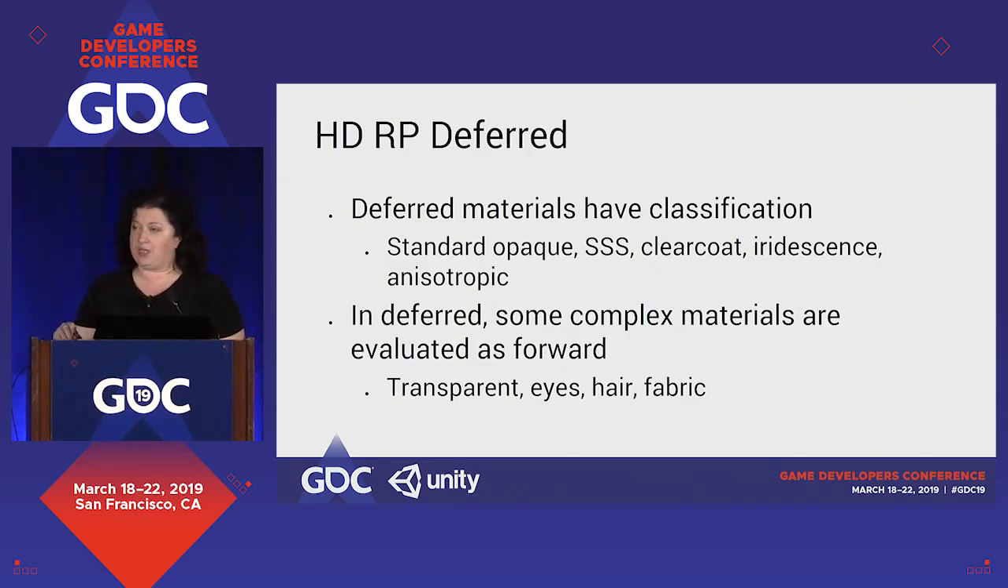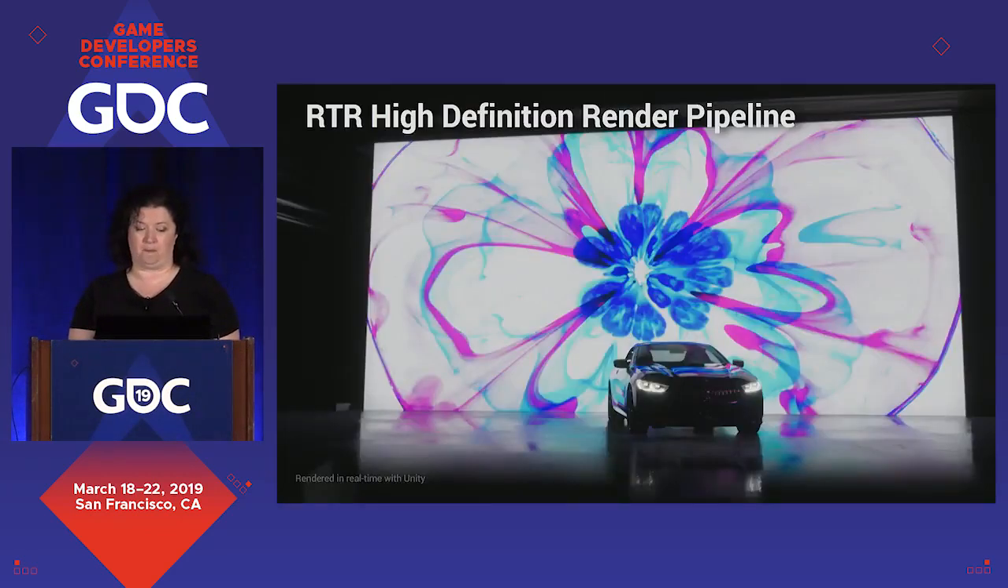Now, some materials in our deferred path are so complex or need additional information, for example, we want to store specular tint, that we still need to render them as forward. Of course, our favorite, transparents, but then beyond that, we have a number of organic materials, skin, hair, fabric, sorry, not skin, eyes, that still need to be rendered with forward. And again, that has some interesting implications for being able to do that in a rasterization pipeline.